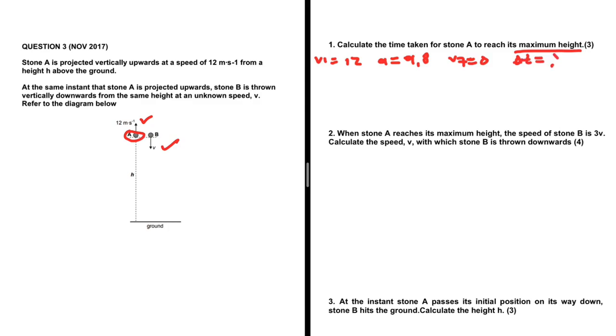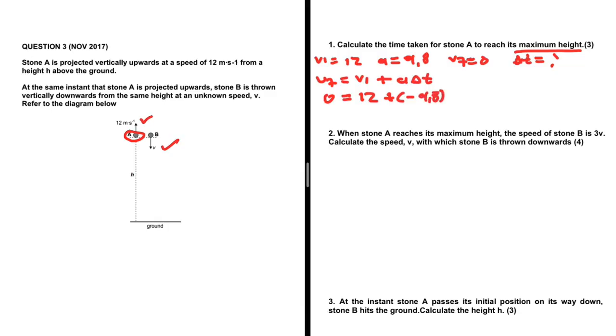With these 4 variables, we can use VF equals VI plus a delta t. VF is 0 because we are interested in the maximum height. VI is 12 meters per second with the positive sign because we are taking up as positive, plus the acceleration, minus 9.8.